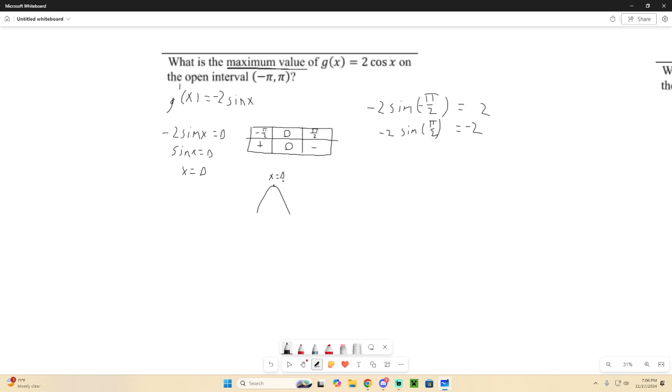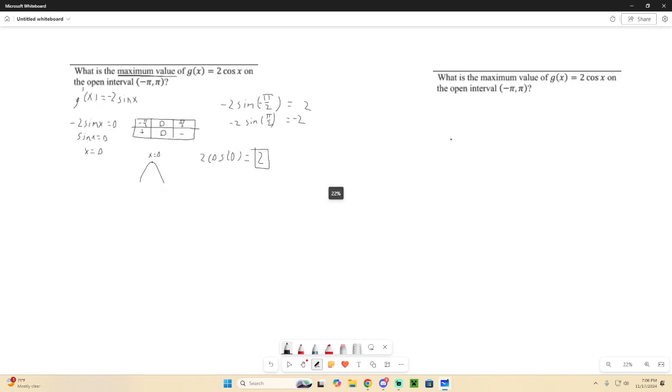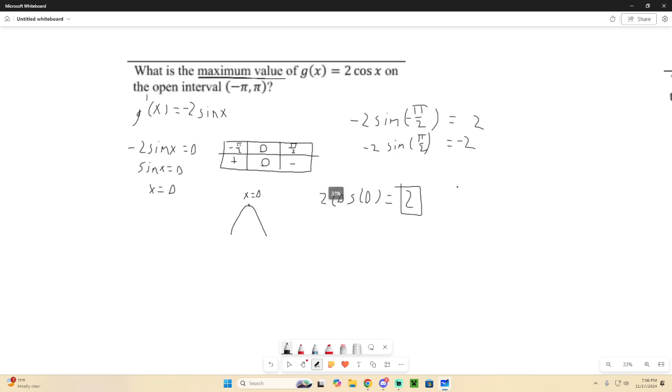But before we can say this is our answer, we need to find our actual maximum value. So we need to plug x equals 0 into our original function. We have 2 cosine of 0. Cosine of 0 is 1, and 2 times 1 is 2. So 2 is actually our answer to this question. Now if you're good with this, you can click off this video. I'm going to show you a bit of a trickier method that is actually easier in this sort of format.